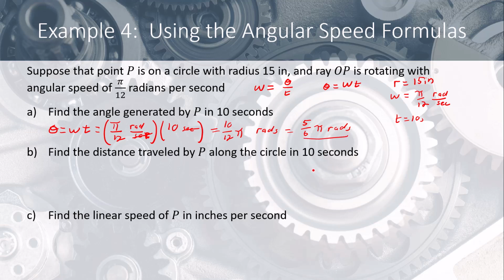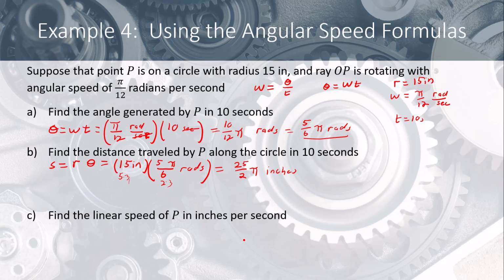Now for the second one, we want to find the distance traveled by P along the arc. Remember that arc length is equal to the radius of the circle times the angle displaced. We already know what the angle displaced is. That's 5/6 pi radians. And we know that r is 15 inches, so we can put those values in. We have 15 inches times 5 pi divided by 6 radians. This reduces to 25 divided by 2 pi, and the units there will be inches.